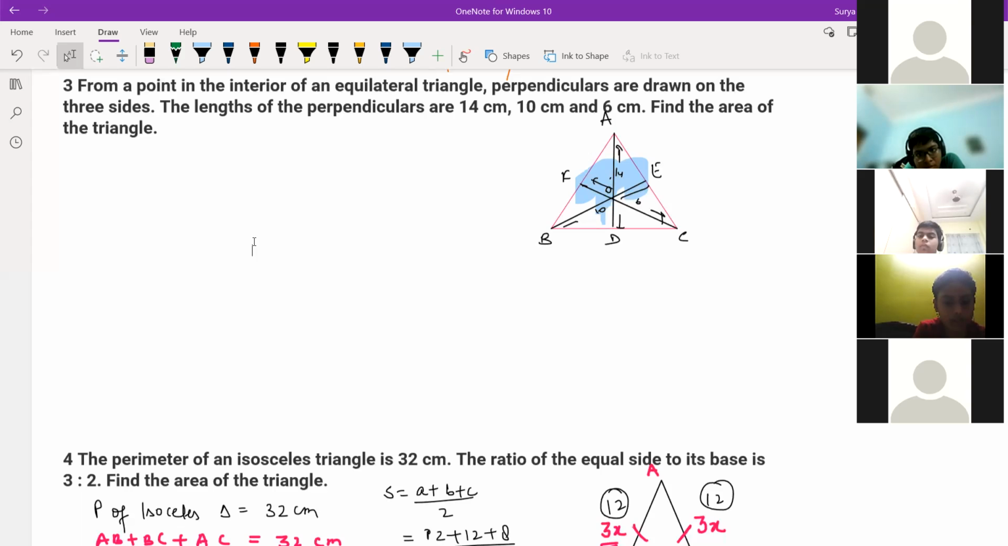Sir, right angle. Okay. ADC is a right angle triangle, right? Like that, no? Yes, sir. So, sir, the lengths of the perpendiculars are 14, 10, and 6. So find the area of the triangle. How to find the area of this triangle?